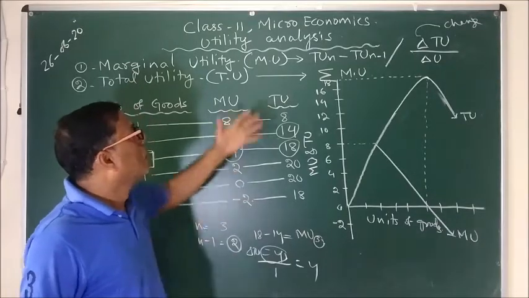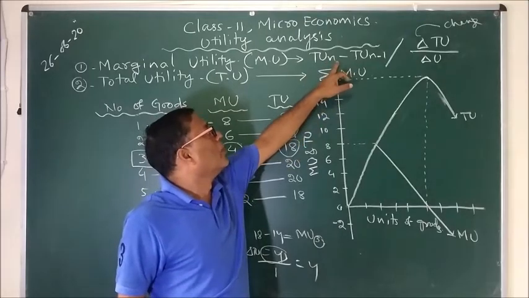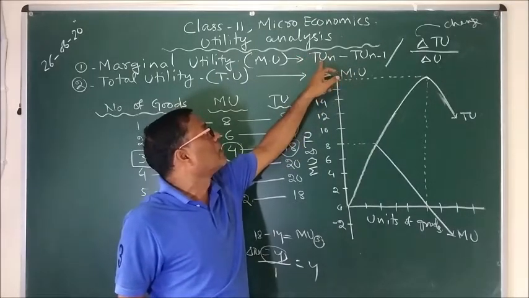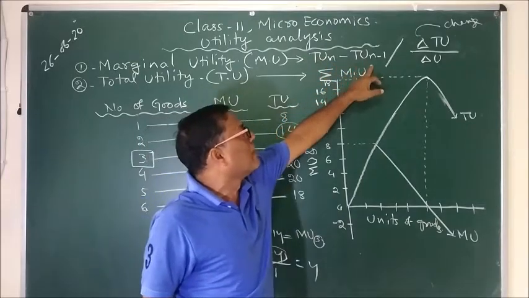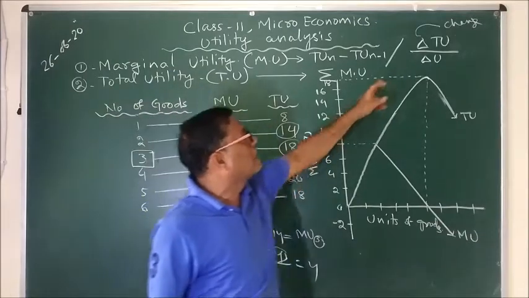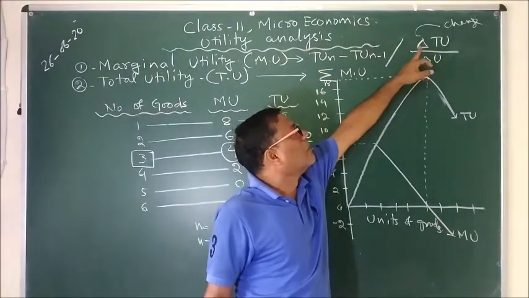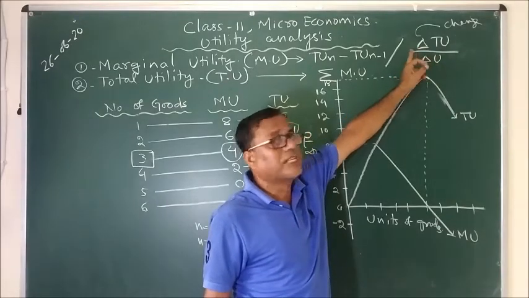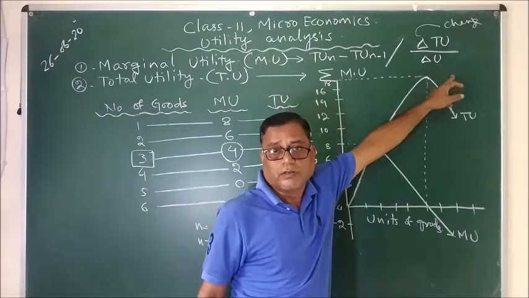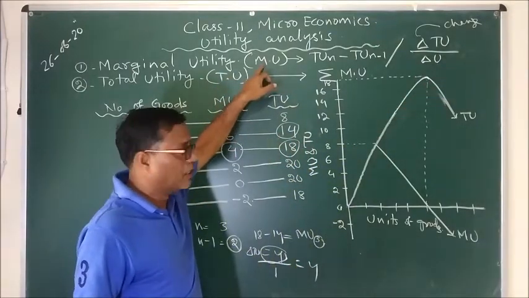So this is how we derive marginal utility from total utility. By the first formula, marginal utility is nothing but TU of n minus TU of n minus 1, where n stands for the number of consumption. Or we can use the formula marginal utility is nothing but del TU, that is a change in total utility by change in number of consumption. These two formulas can be used to find marginal utility.